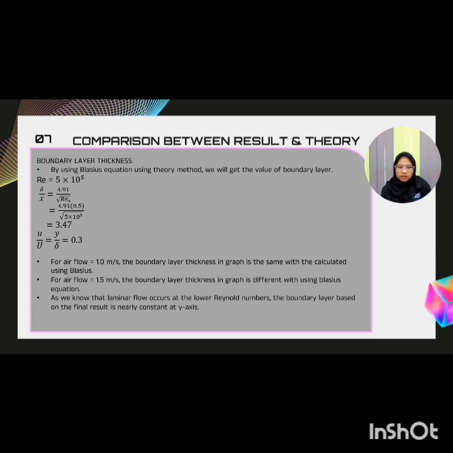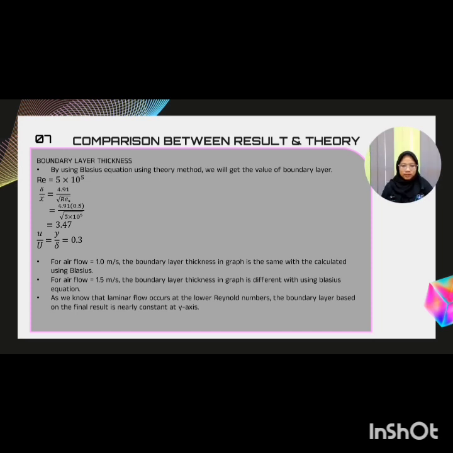First, about boundary layer thickness. By using Blasius's equation, the theory method, we will get the value of the boundary layer. We will use the Reynolds number for laminar flow, which is 5 times 10 to the power of 5, and the equation for boundary layer thickness is delta over x equal to 4.91 over the square root of the Reynolds number. So our length given is 0.5 meter, and putting it in the equation we will get 3.47. Next is u over U equal to y over delta, which is 1 over 3.47, and we will get 0.3.